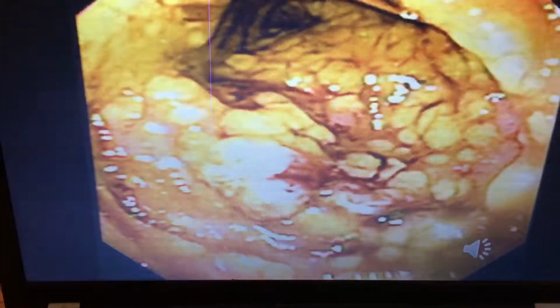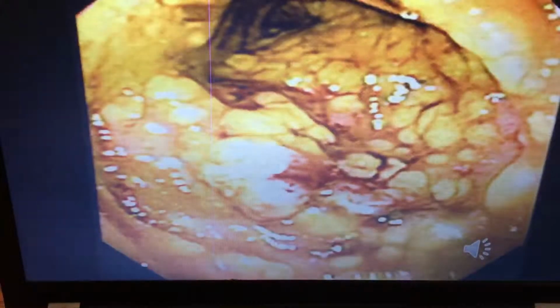Alright, that is a picture of the inside of someone's intestine with C. diff. Obviously there's a lot of inflammation going on there. I'm not sure if you can see the redness so well, but there's a lot of really red, mucusy, almost like bleeding going on.